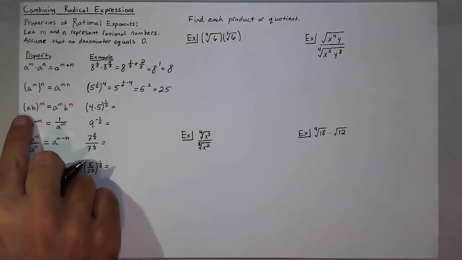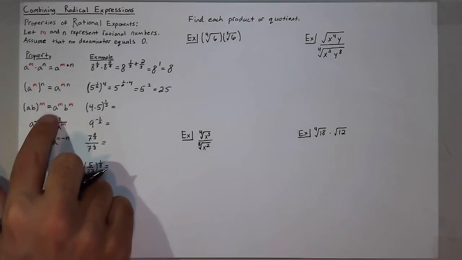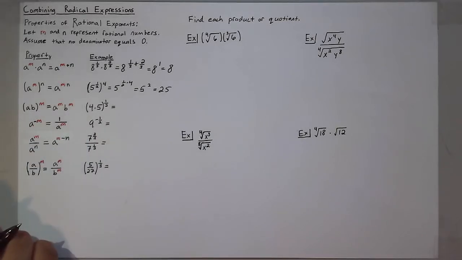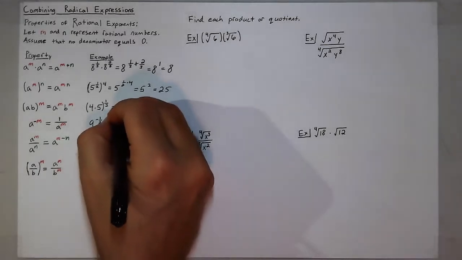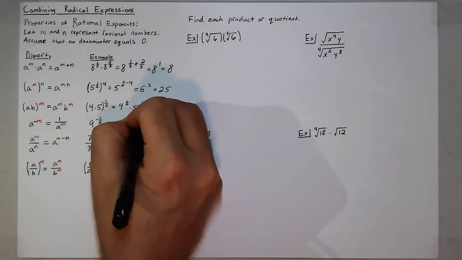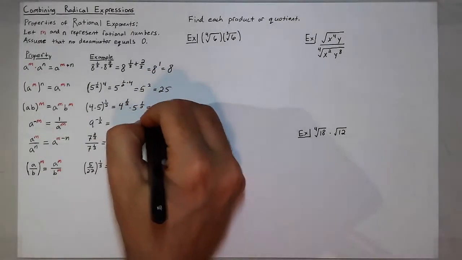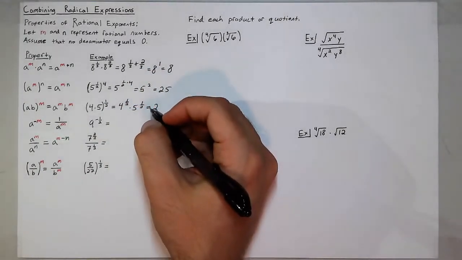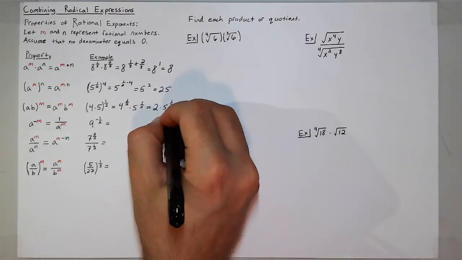Whenever you have two terms being multiplied and their product is being raised to a power, that power can distribute to each factor of that product. So if I have 4 times 5 to the 1/2, that can be rewritten as 4 to the 1/2 times 5 to the 1/2. Now the 1/2 is a square root, so this could be rewritten as 2 times 5 to the 1/2, or 2 square roots of 5.